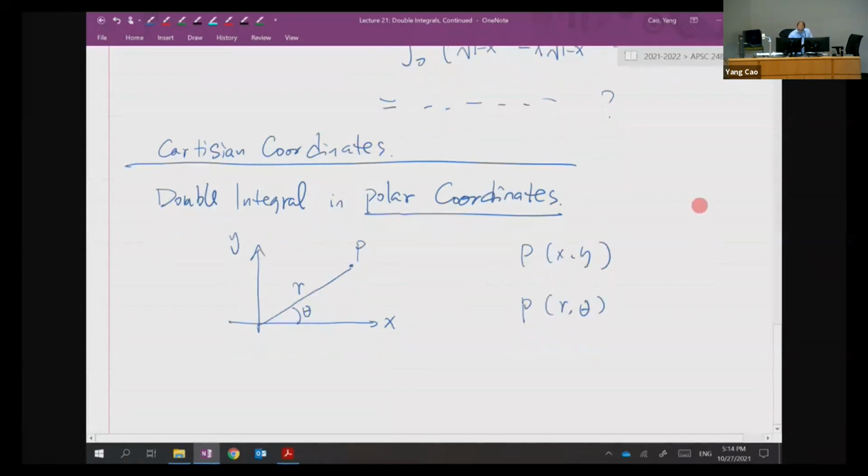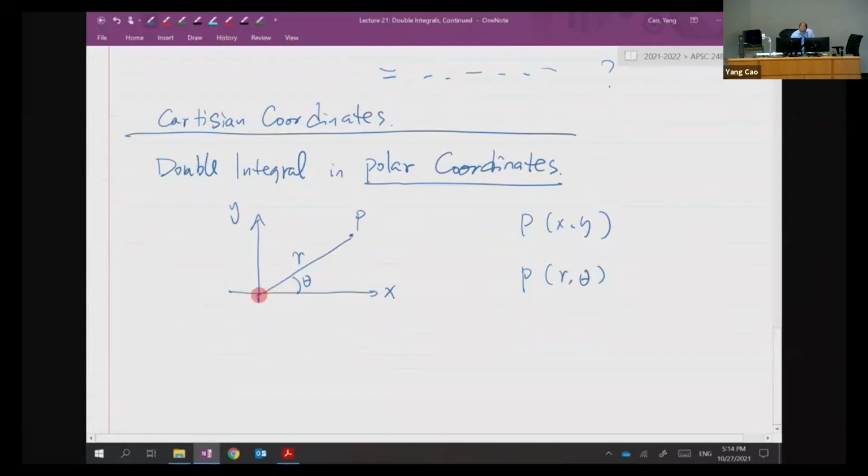The r is defined as the distance from here to here, and theta is defined as the angle from the x-axis to where this OP line is. Right? So that's how r and theta are defined. Then what is the relationship between this x, y, and r, theta? First of all, r, theta here basically gives you the polar coordinates, in contrast to the x, y, which is Cartesian coordinates.